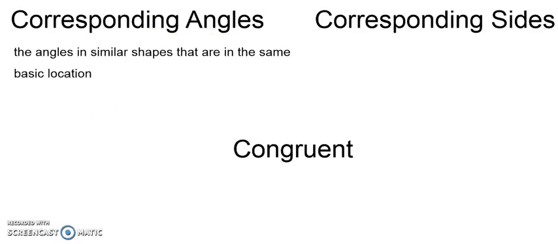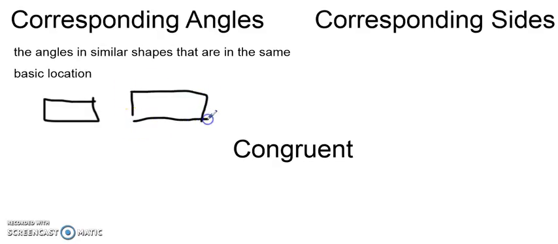Okay, so here's my example. If I have a rectangle, my lovely rectangle, and it's similar to a larger rectangle, this angle, we'll call it A, is going to be the corresponding angle to this one because it's basically in the same location, and we're going to call this one X. So A would correspond to X.